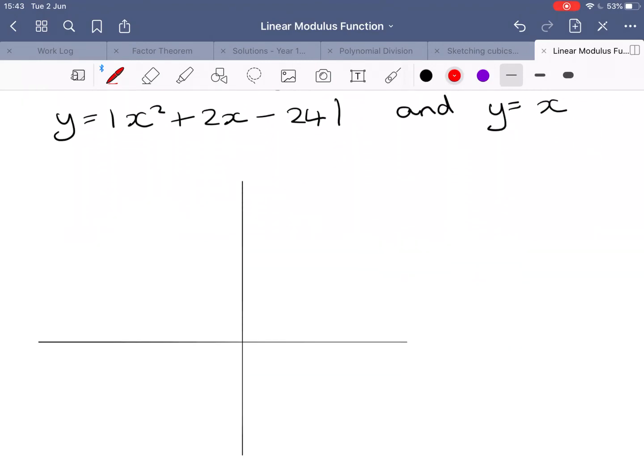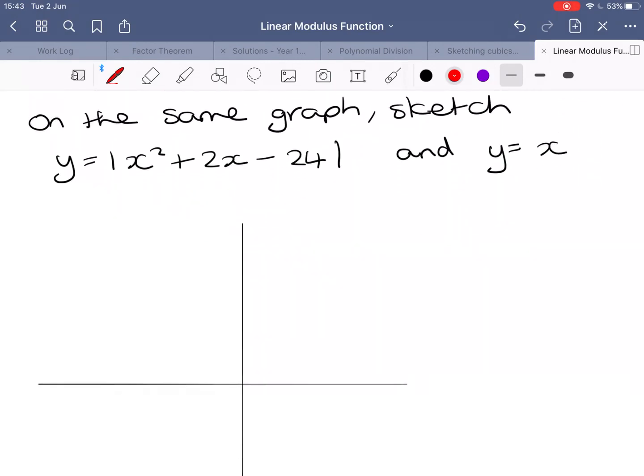So again, you can have the same situation where we're going to work out how many points of intersection there are between two graphs. So let's look at our modulus y equals x squared plus 2x minus 24 first. So again, need to find where it crosses the axes. It's going to cross at minus 24, because that's where it crosses the y-axis. Factorise it to find where it crosses the x-axis.